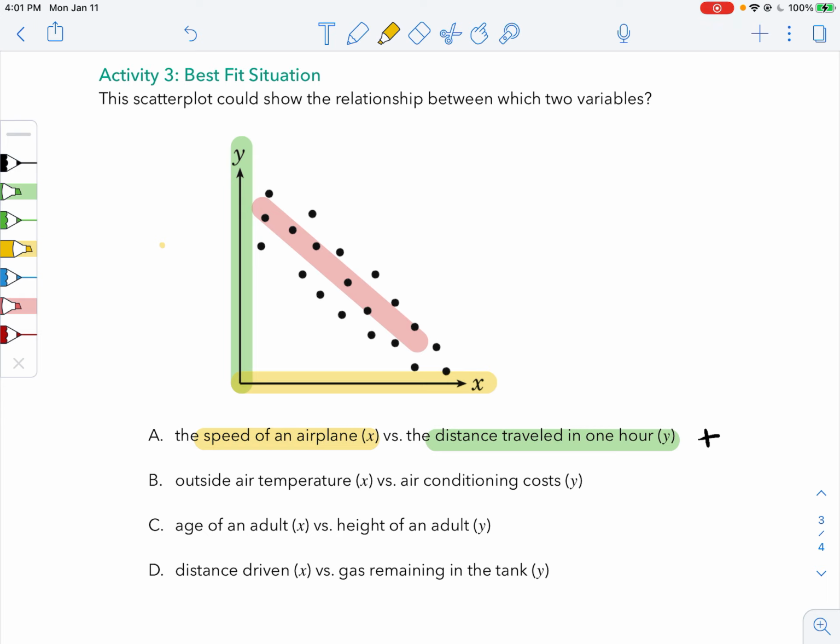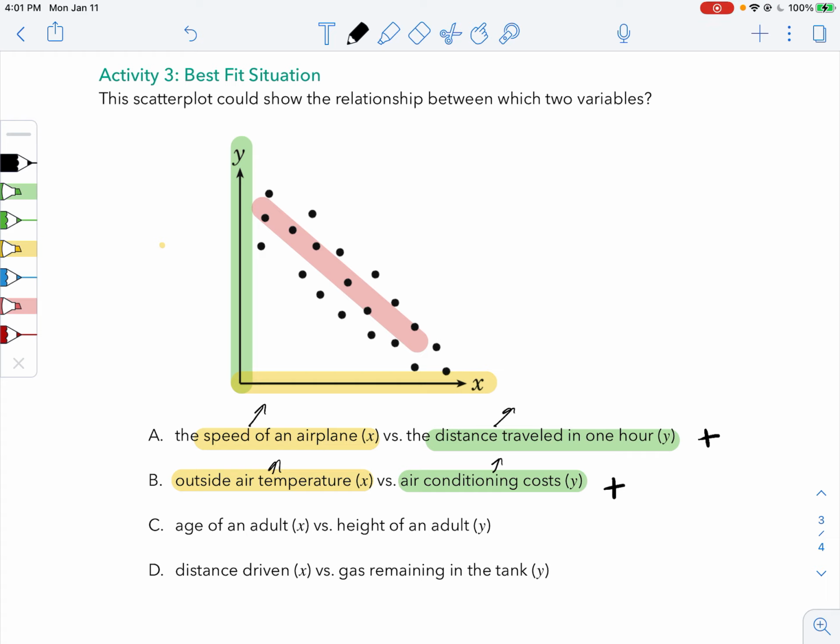Next, we have the outside air temperature versus air conditioning costs. So our question that we should be asking ourselves is, well, as the temperature goes up, air conditioning will cost a lot because you use a lot of air conditioning. So that's another positive correlation. As speed goes up, distance goes up.